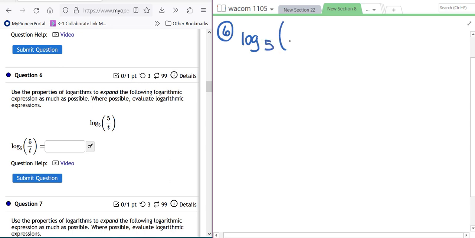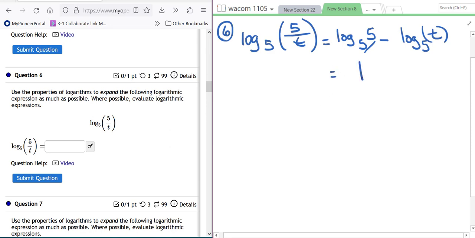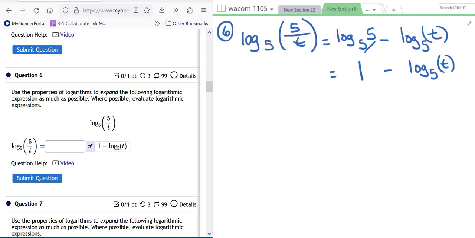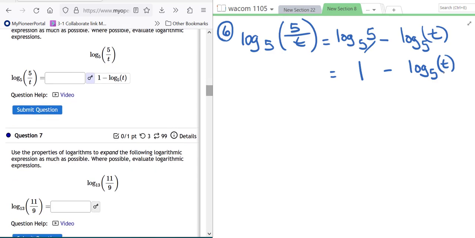So the log base 5 of 5 over t. This one is pretty easy. It does simplify a little bit. So this is a quotient, so it will be a difference. So the log base 5 of 5 minus log base 5 of t. And this one will clean up, and that just gives you 1. And nothing you can do on this one. You do have to put the base on there if it's not 10 on the log.